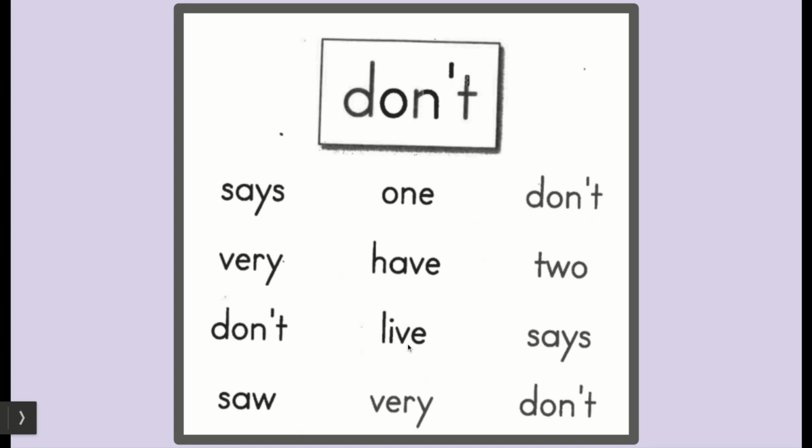Live or live, LIVE, live or live. Says, SAYS, says. Saw, SAW, saw. Very, VERY, very. Don't, DON apostrophe T, don't. Now let's go back and reread each word. Ready? Says, one, don't. Very, have, to, don't. Live or live. Says, saw, very, don't.